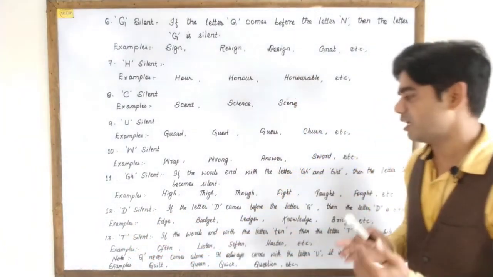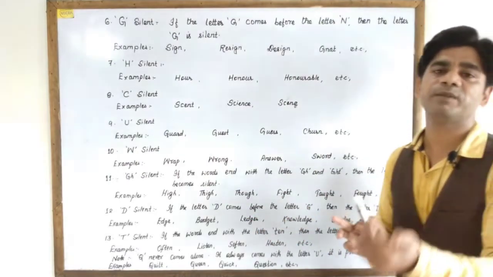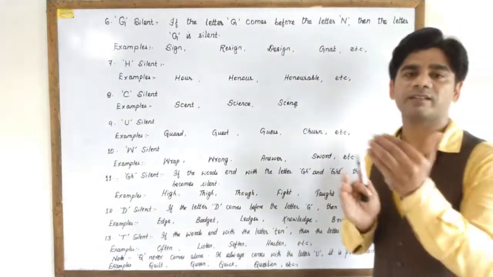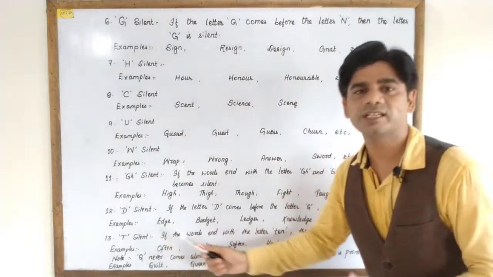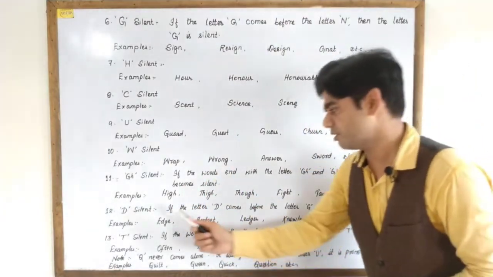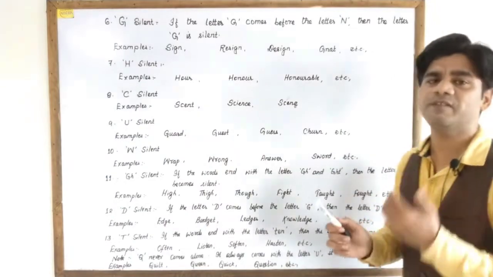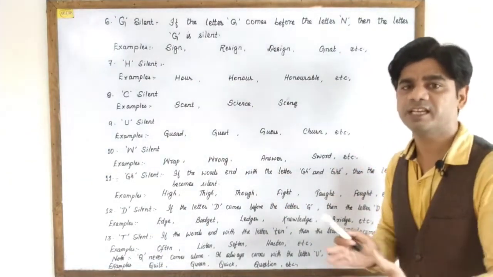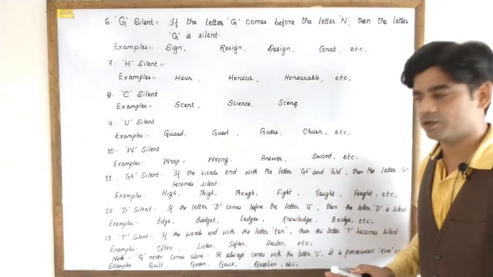Now we are moving to the next silent letter, that is D silent letter. When it comes before the letter G, then the letter D becomes silent. So we will understand this with some examples. See here, E-D-G-E. So here you can see that there is a letter D and that comes before the letter G. And as per the rule, if the letter D comes before the letter G, then the letter D becomes silent.